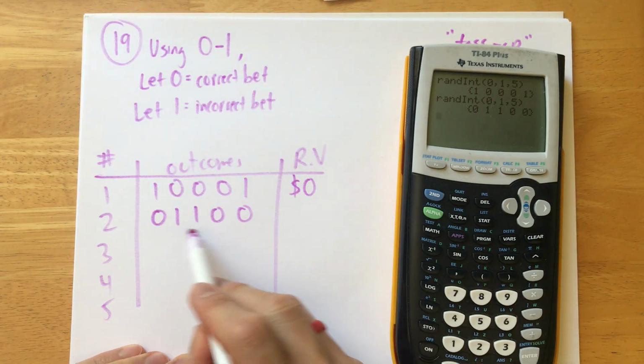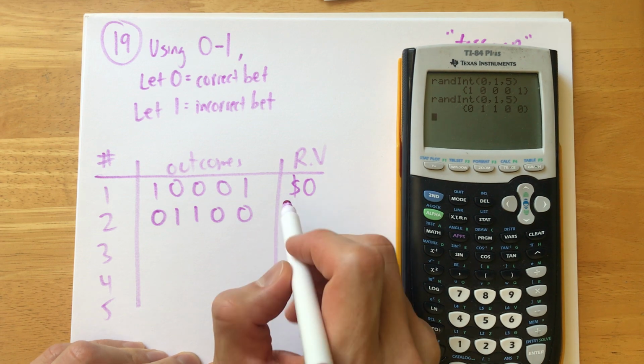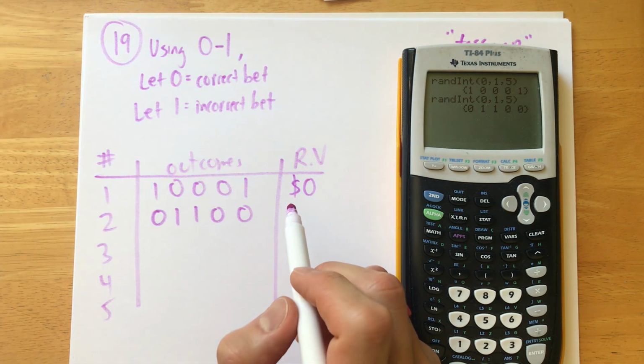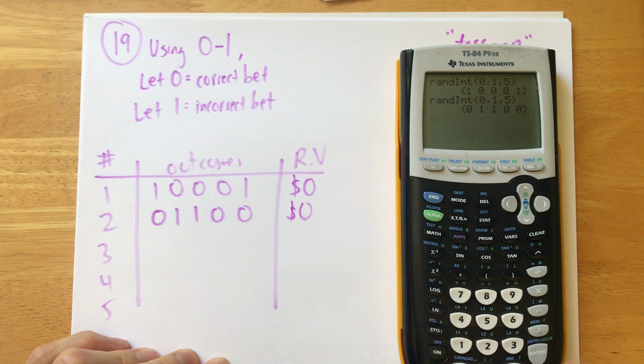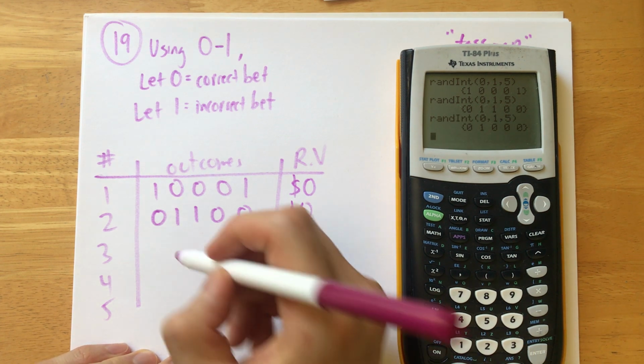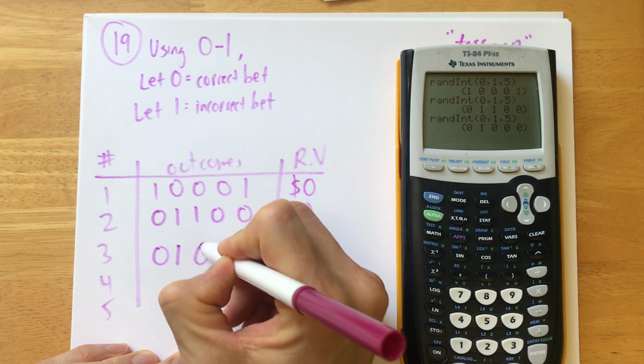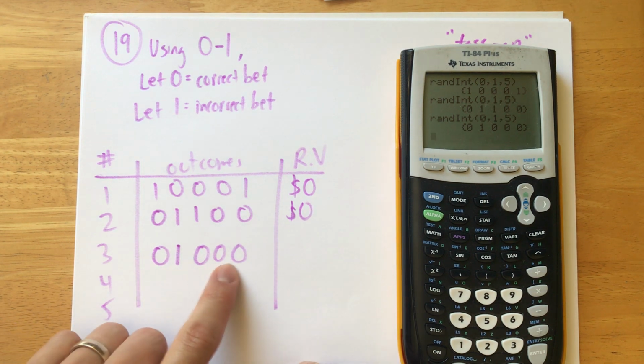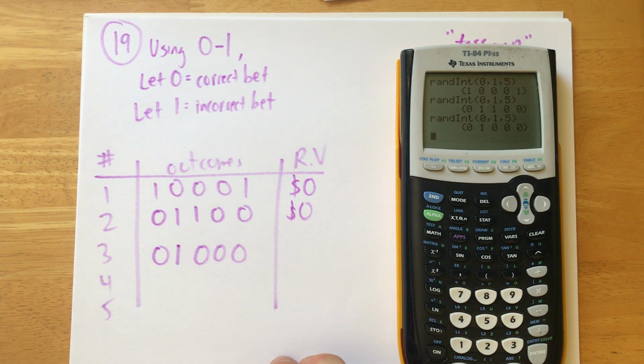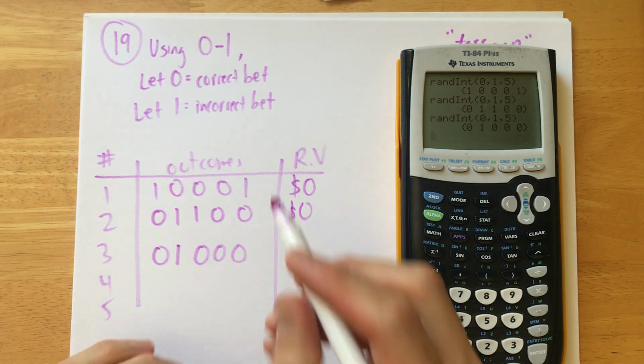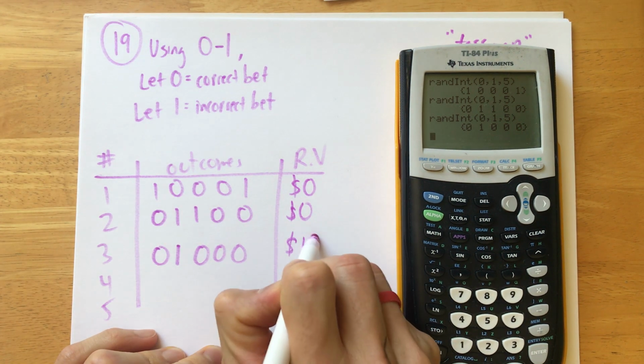Okay, so he had 3 correct answers, 3 correct bets. So he gave $10 and he got $10 back. So he made $0. This time he got 0, 1, 0, 0, 0. This time he got 4 correct answers. So with 4 correct answers, he gave 10 to play and he got 20 back. So he just made $10.